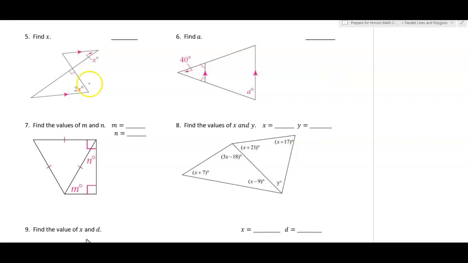Next one, to find x here, notice this line is parallel to this line. And right away, if this is x degrees, I know this is x degrees because these are alternate interior angles. Now, in this triangle, what do all three of those angles have to add up to? 2x plus that 90 degree angle has to add up to 180. So 3x subtract 90 equals 90. X is equal to 30.